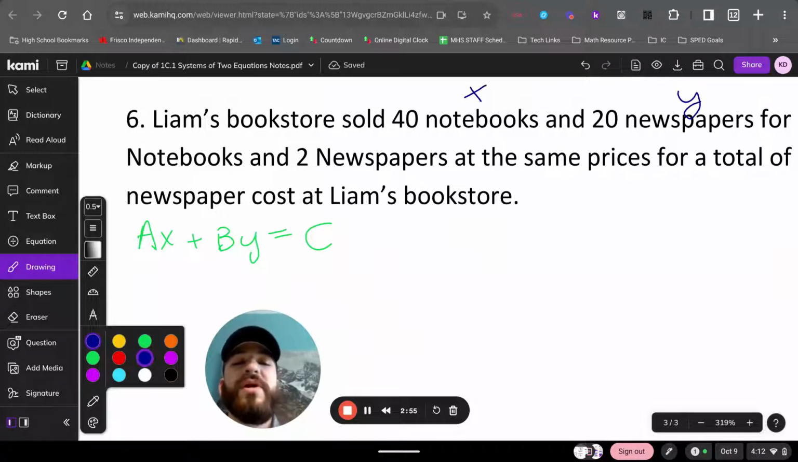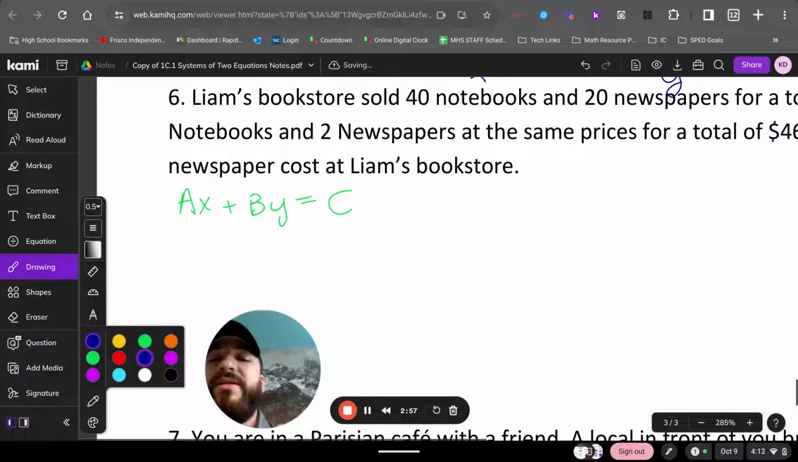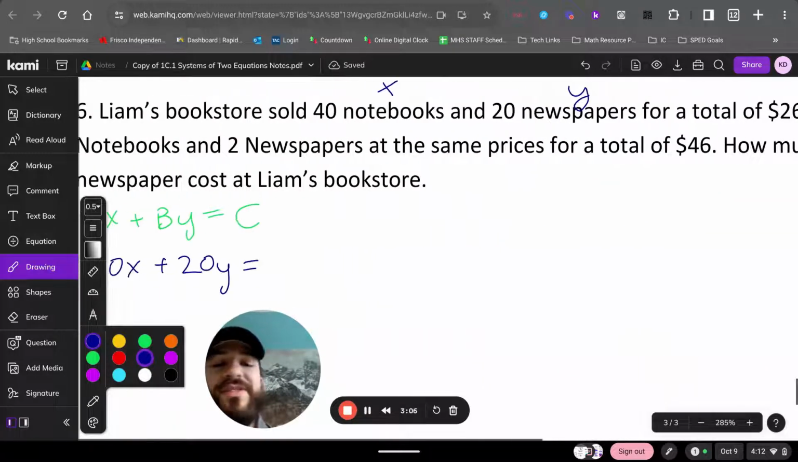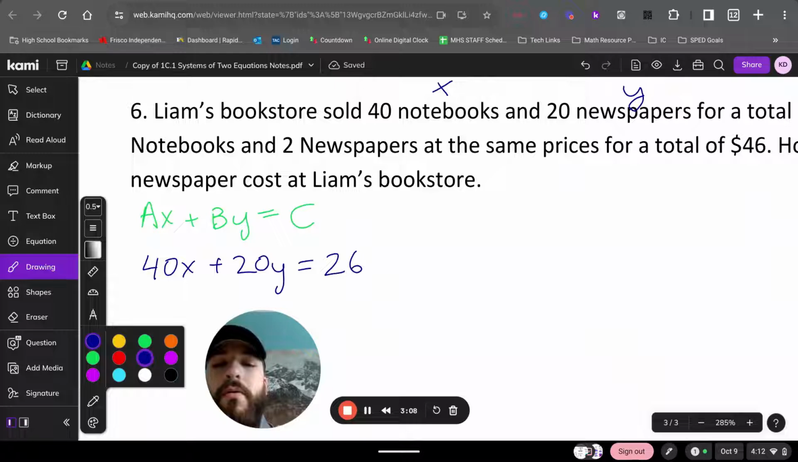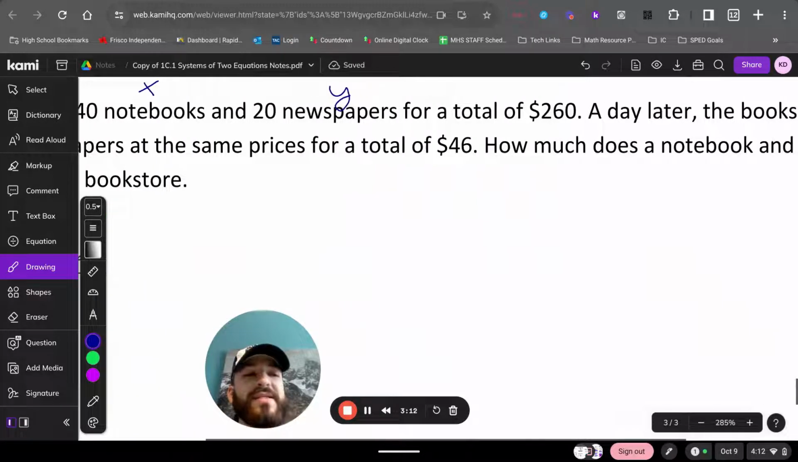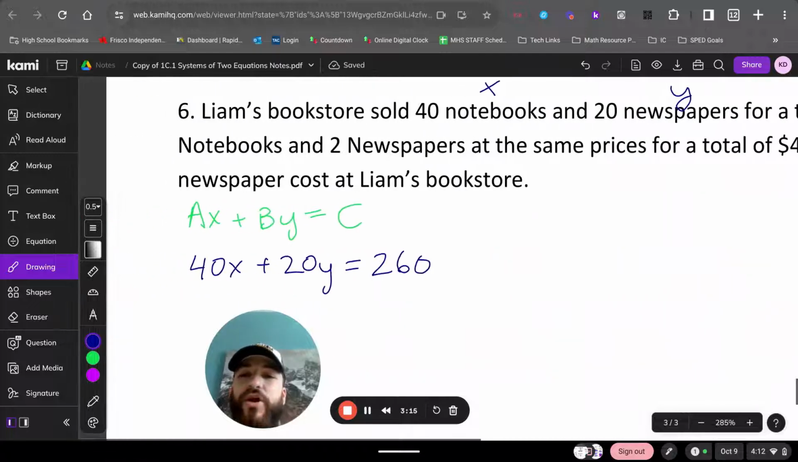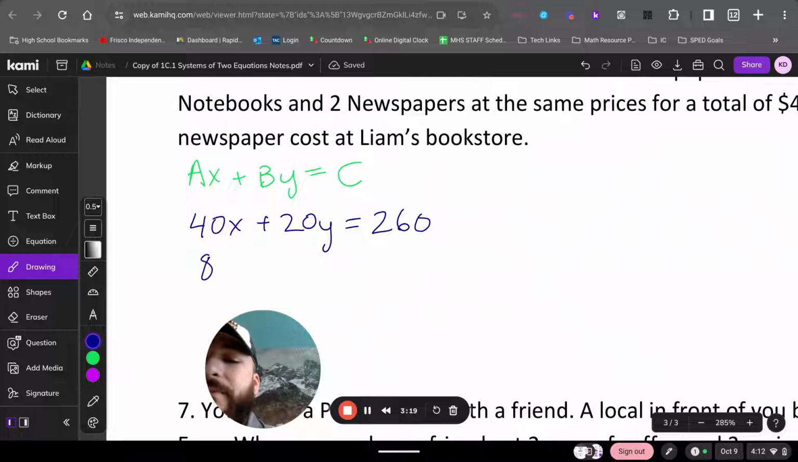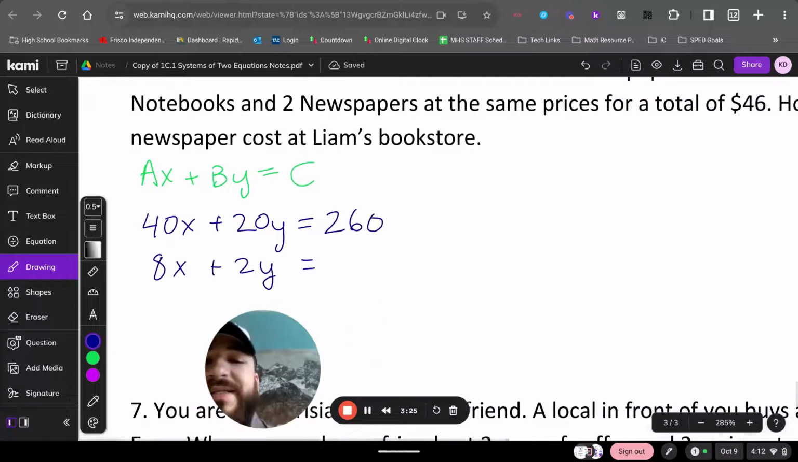And so our first equation, 40 and 20, so that would be 40x plus 20y, and that's going to be equal to the total, which in this case was 260. Right? And then our second equation is on day 2, they sold 8 notebooks and 2 newspapers. So 8x plus 2y, and that was equal to 46.